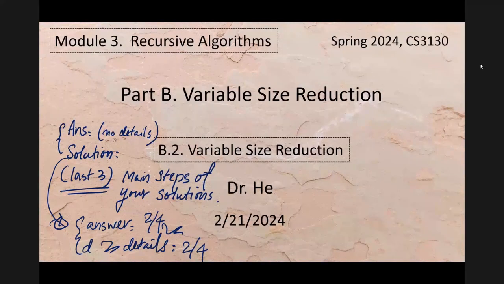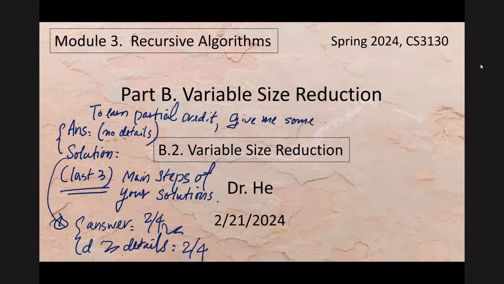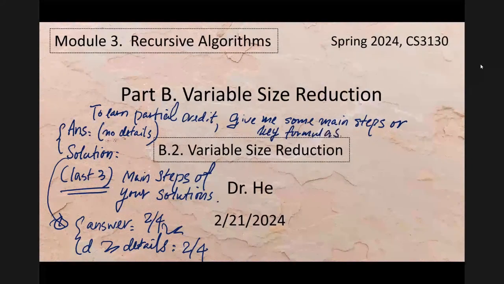To earn partial credit, give me some main steps or key formulas. To your benefit. That's what I want to say.